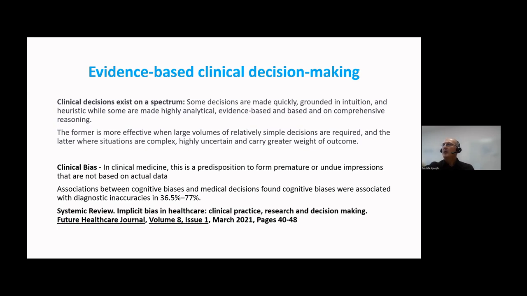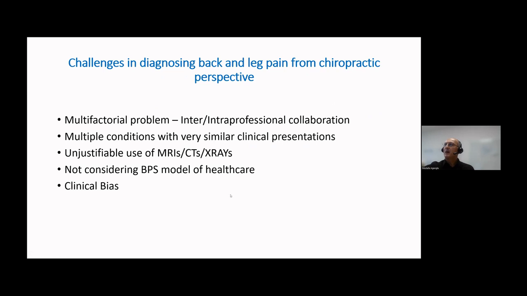To fix this problem in this complex world, with increased complexity of patients, these are the solutions that I offer from a chiropractic professional perspective. Having inter- and intra-professional collaboration, better communication between professionals, multiple conditions with very similar clinical presentation. Back pain seems to be much simpler than diagnosing a cancer and things along those lines as far as sinister conditions are concerned, but I think we may be taking it to a point where we're undermining its complexity and having unjustifiable, or medically unjustifiable, use of advanced diagnostics.